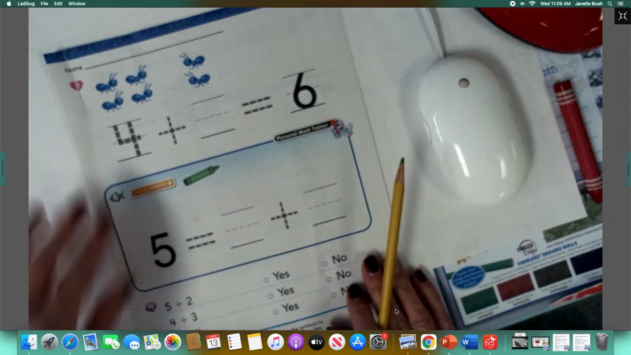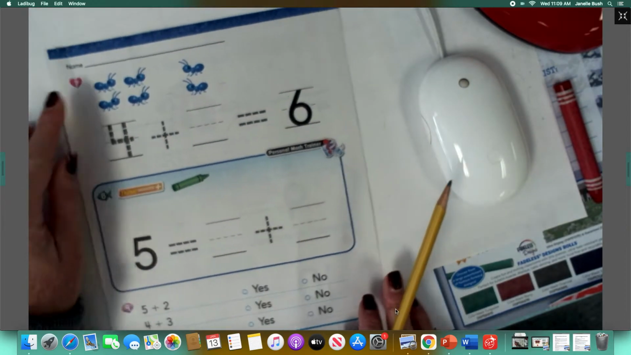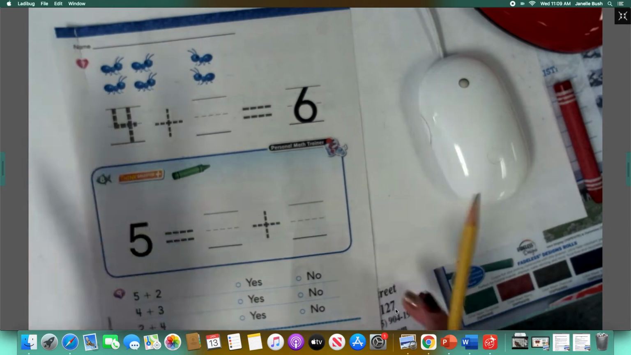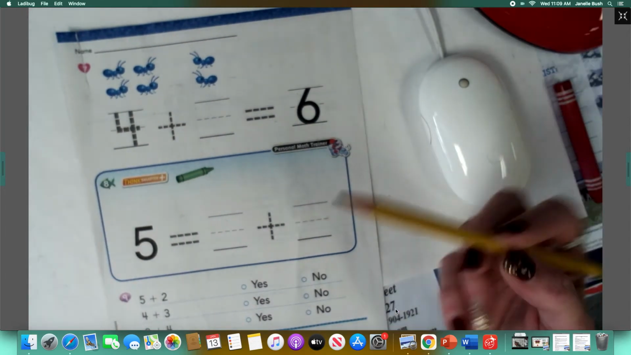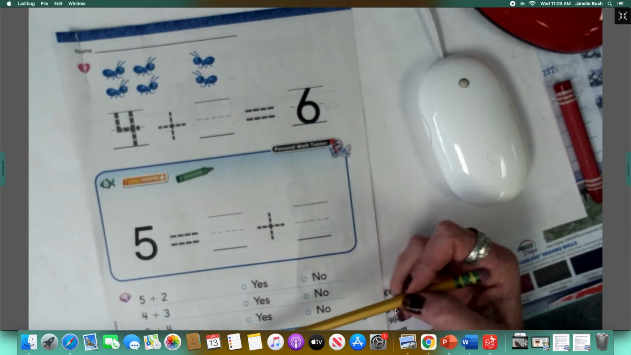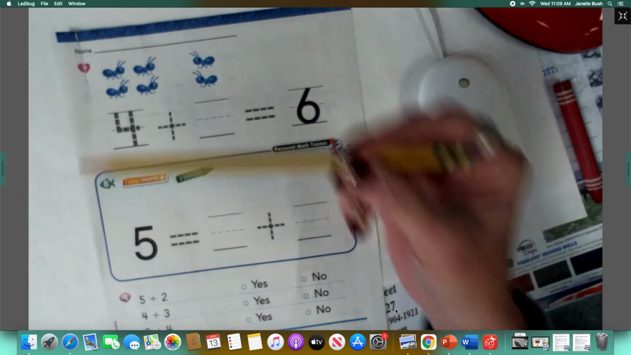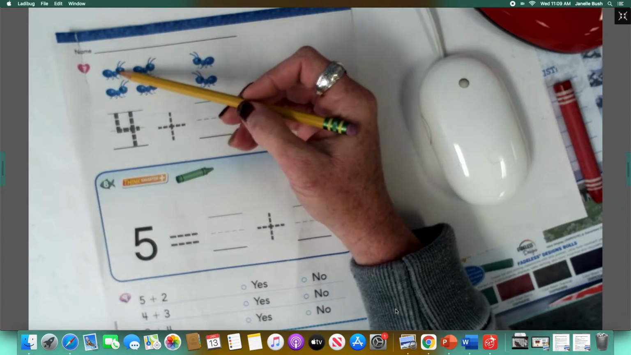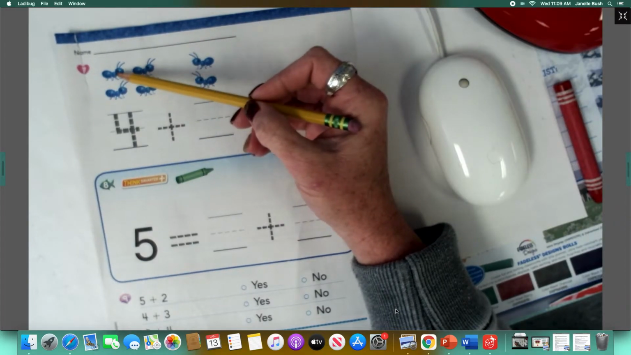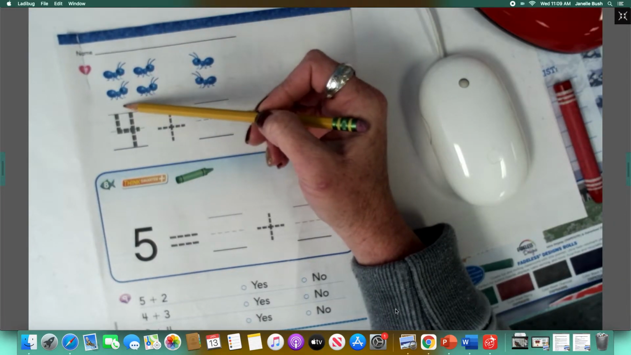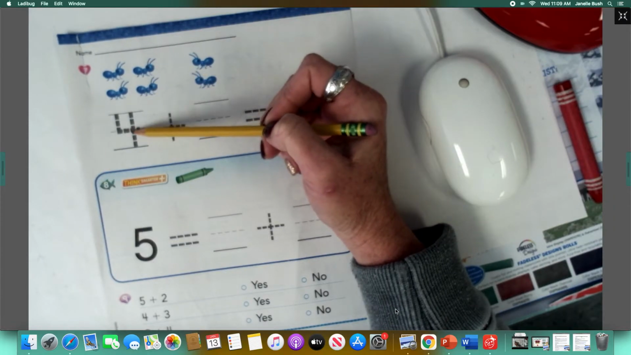And up at the top, you're going to see some blue ants. Number 7 with the heart. My number 7's ripped, but that's okay. All right, so trace and write the numbers and trace the symbols to complete the addition sentence. Okay, so in this first group, let's count the ants. 2, 3, 4. Trace your 4.